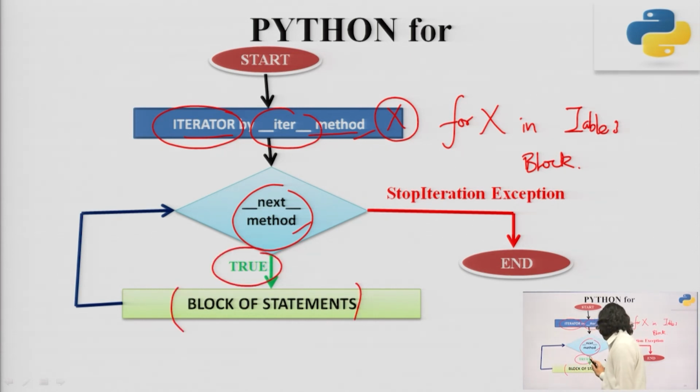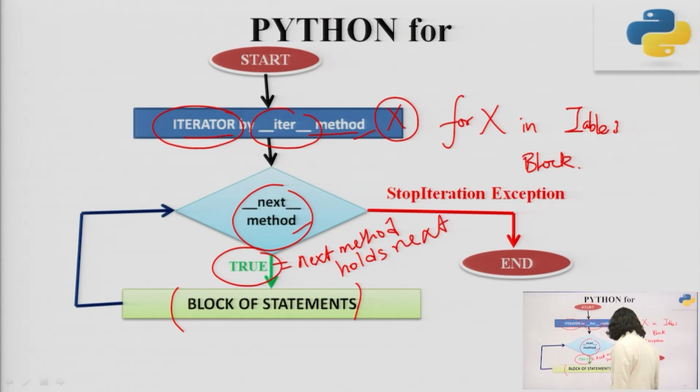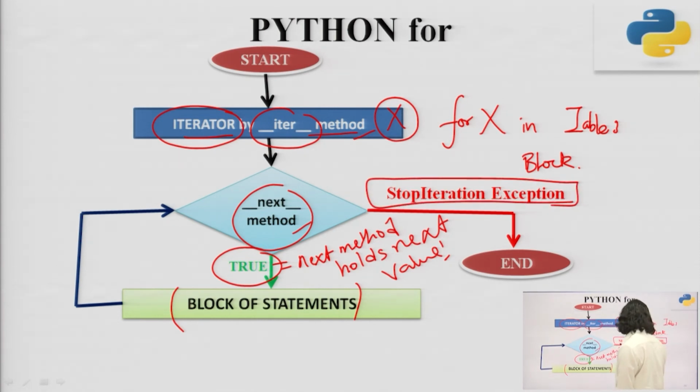Here the true condition means the next method holds the next value of the iterable. If the next value of the iterable object is not there, this will give you an error. This error is termed an exception. It will directly represent this error as StopIteration. That means right now we are not going to iterate to the next one because there is no more.